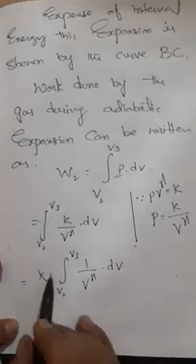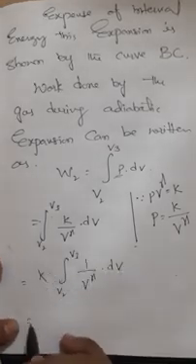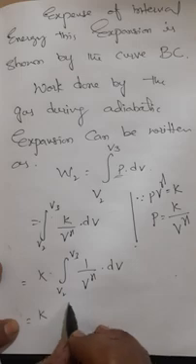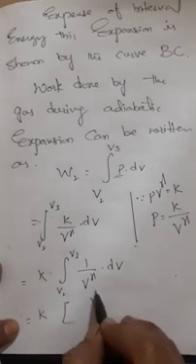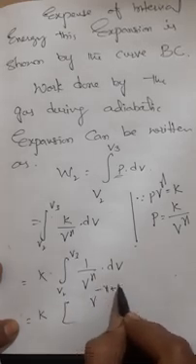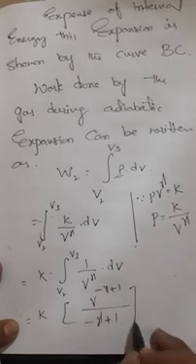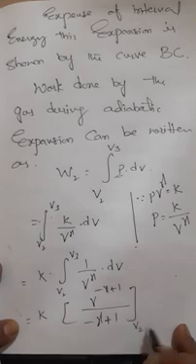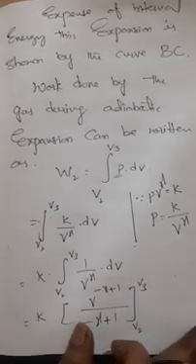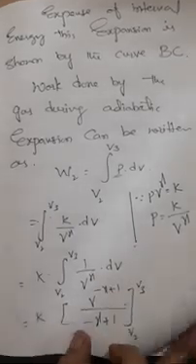Now if you integrate this equation and substitute the limits, we will get V to the power of minus gamma plus 1 divided by minus gamma plus 1, with limits V2 to V3. In the next step we will substitute the values.